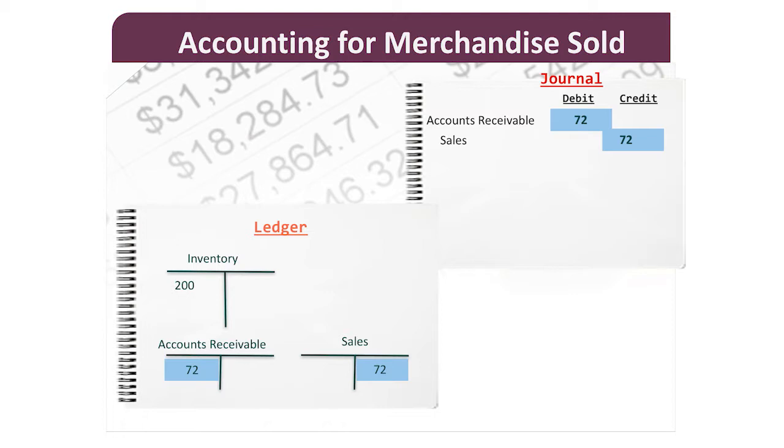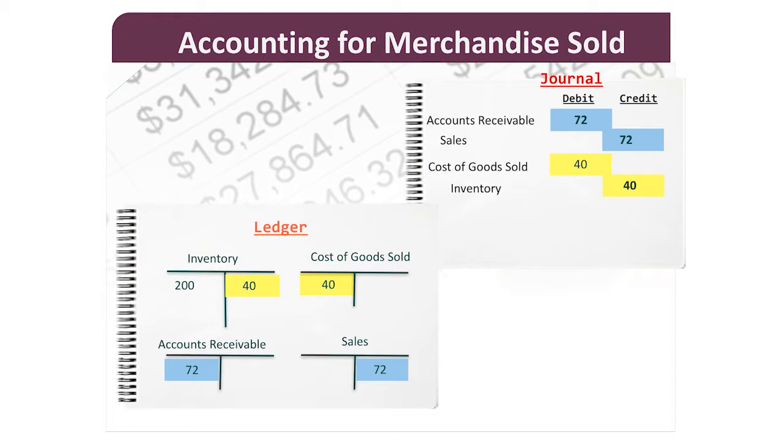Next, let's record the reduction in inventory. We sold 4 of the shirts that cost you $10. That means you must reduce the inventory account by $40. To record the reduction of the inventory account, you would credit that account for $40. The debit goes to an expense account called cost of goods sold. The journal entry is posted to the ledger account.